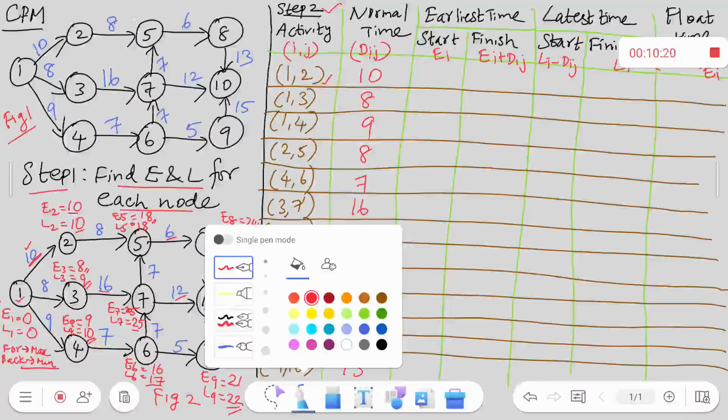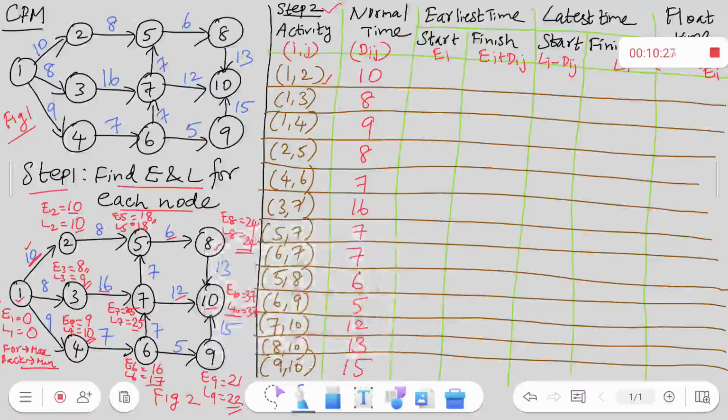Okay. So now let us fill the earliest start time. The earliest start time is denoted by Ei. As you see, we have E1, E2, E3, E4 up to E10. So we have to fill in the values accordingly. When you take from 1 to 2, the earliest start time is 10. So I bring 10 here. When you take 1 to 3, the earliest start time is 8.